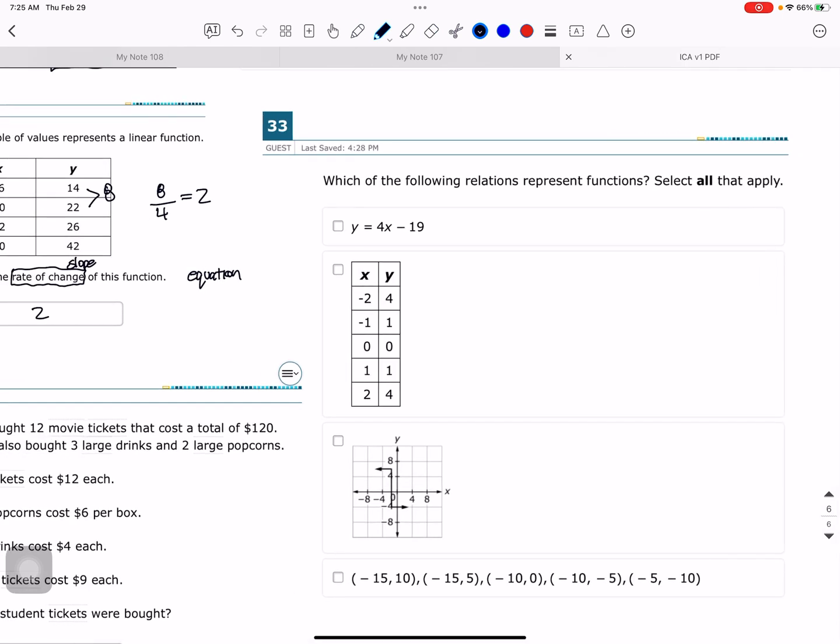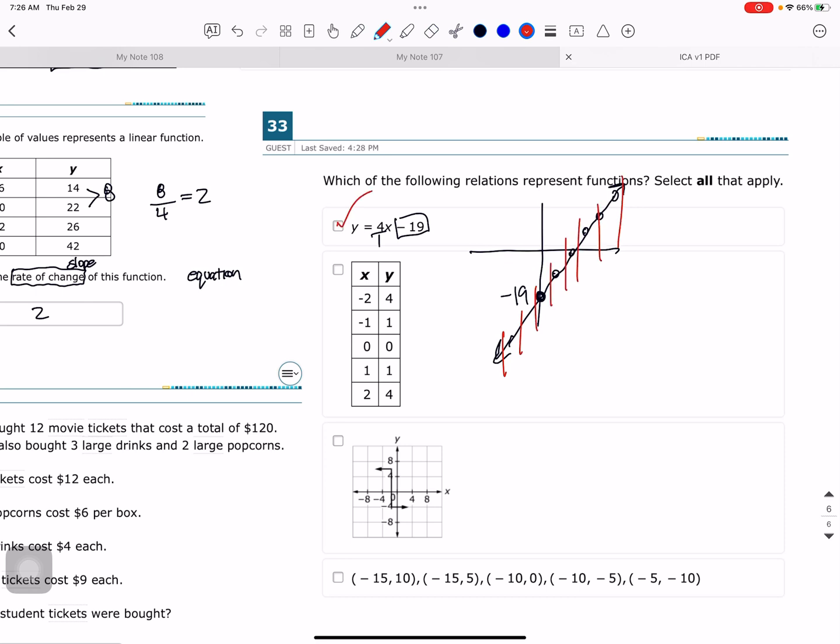All right, which of these are functions? Let's see, this A would just be a normal equation that starts at negative 19 and goes up 4 over 1. So it would just be a line that looks like this. And those regular lines that we've been doing all year, if we test it, yeah, those are good. So yes, that is good.